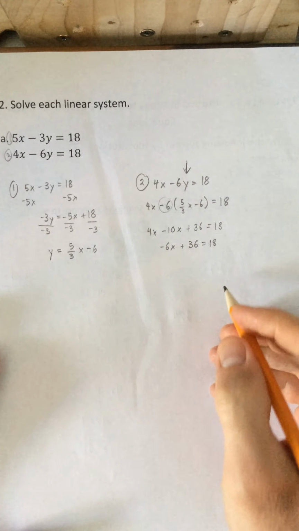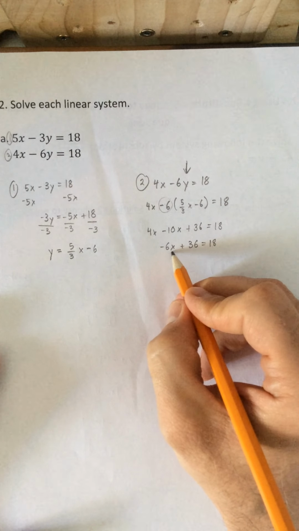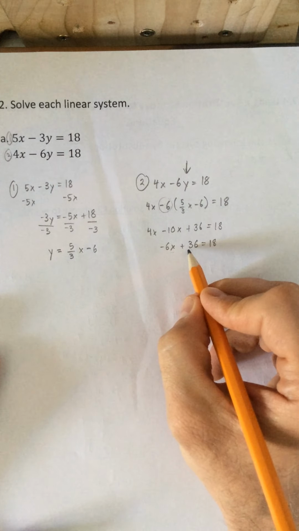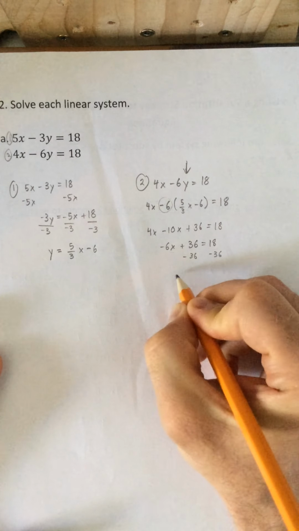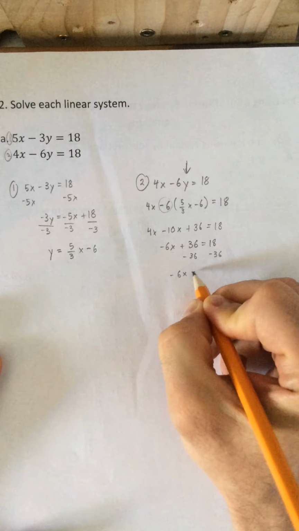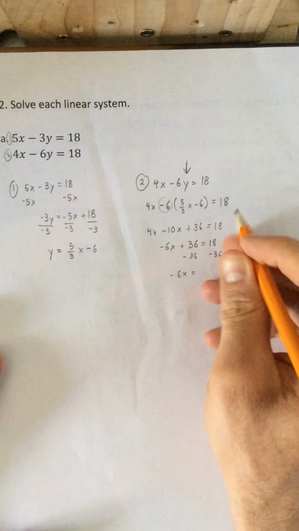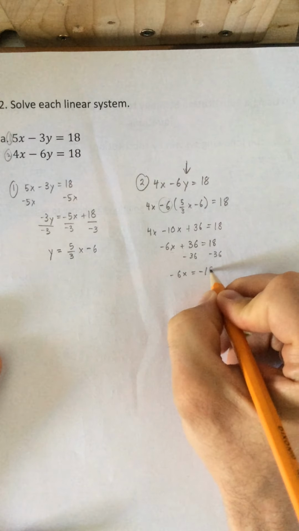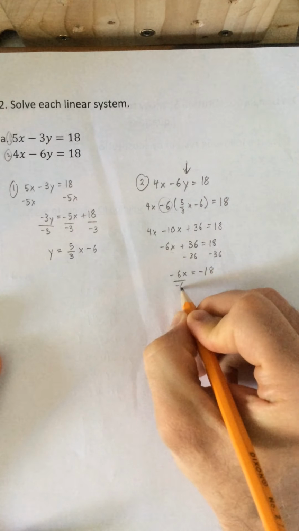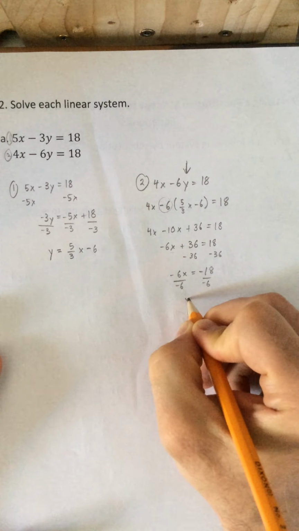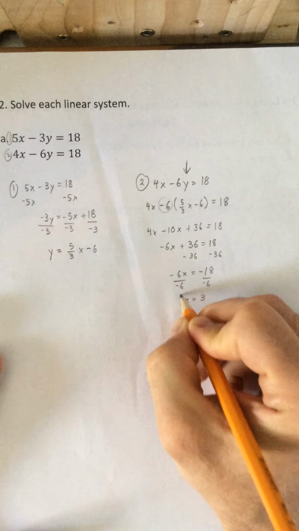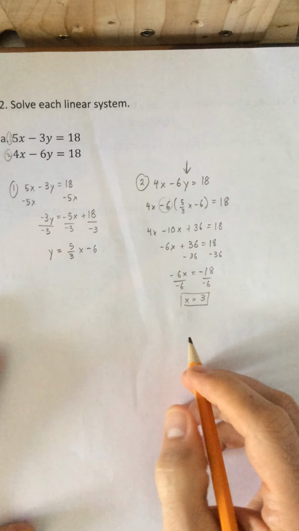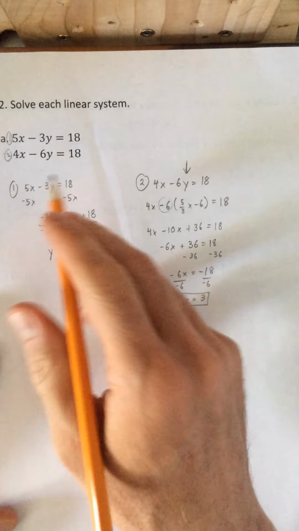Now lastly, what we're going to do is rearrange this equation to isolate for x. So we have to use reverse BEDMAS, so we will subtract 36 first, which leaves us with negative 6x on the left side, and on the right side, this now is negative 18. And then we divide both sides by negative 6. x is equal to 3. So this is the x coordinate in our intersection point.